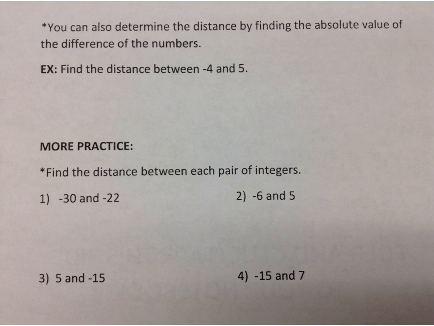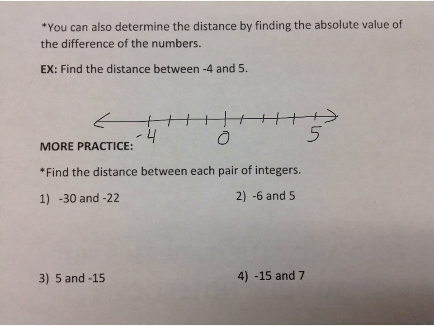You can also determine the distance by finding the absolute value of the difference of the numbers. Example, find the distance between negative 4 and 5. So if I draw a number line, I have negative 4, so 1, 2, 3, 4, and it's between negative 4 and 5. 1, 2, 3, 4, 5.